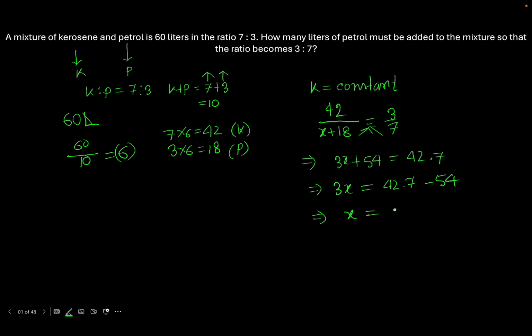So x will be 42 into 7 minus 54 divided by 3. So it will be 80 liter. So we need to add 80 liter of petrol in the solution, and that's our answer.